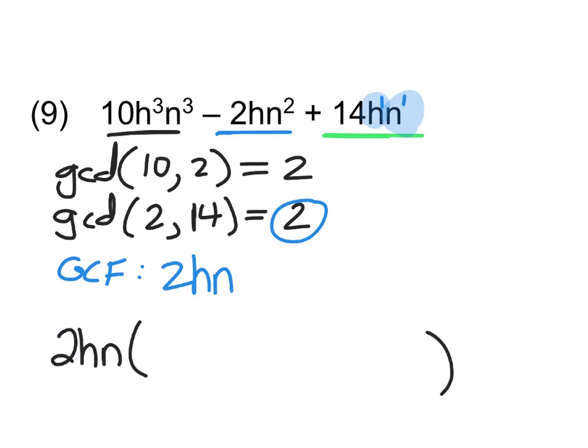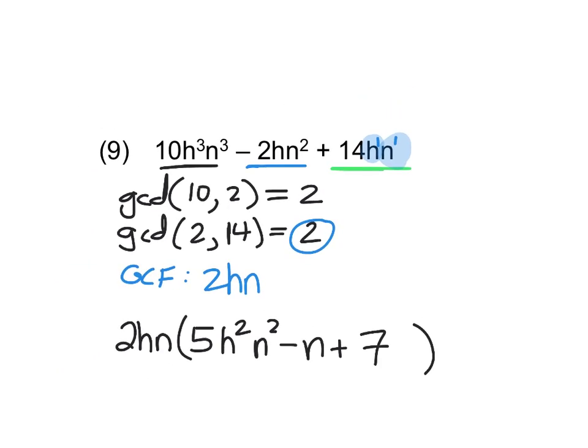We're going to divide each term by that number. All right. So we need 10h cubed n cubed divided by 2hn, which is going to be 5h squared n squared, minus just an n, plus 7. All right, so very procedural.